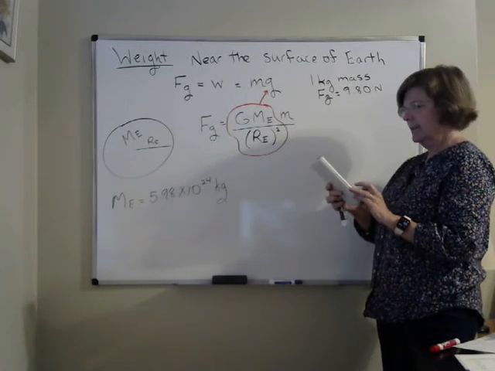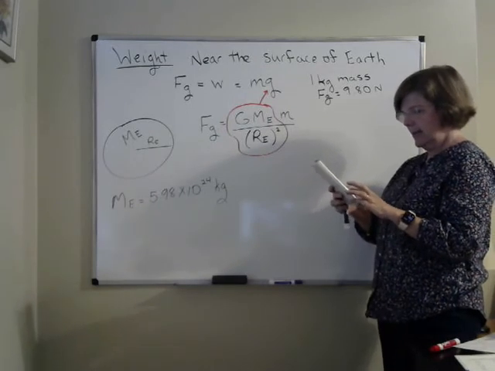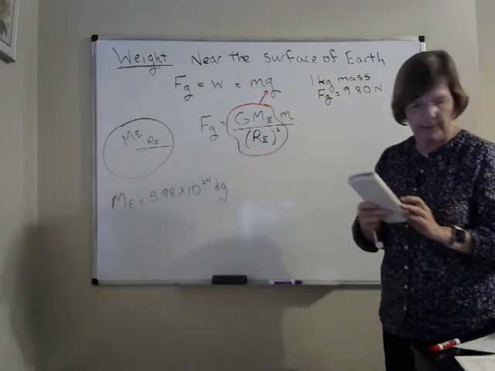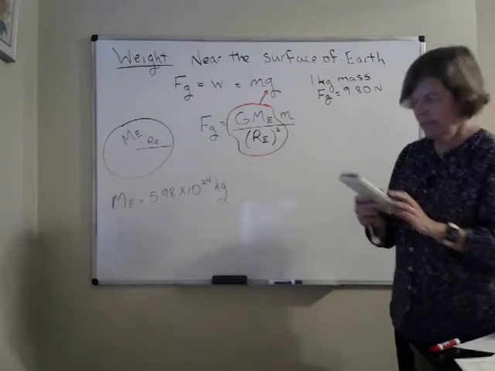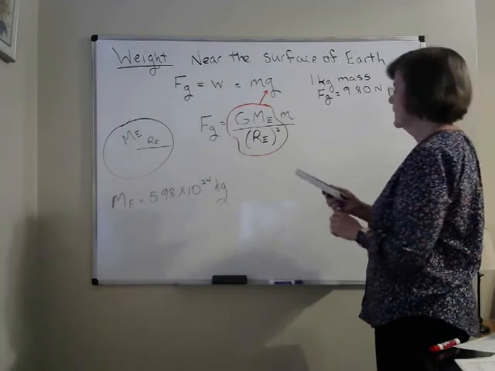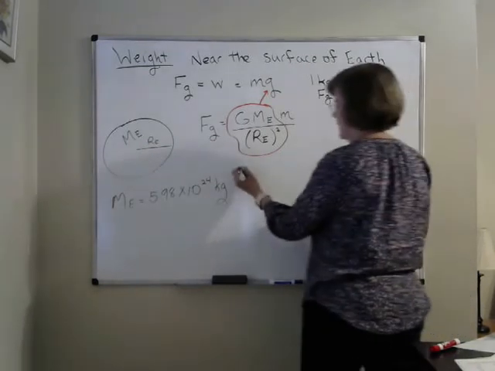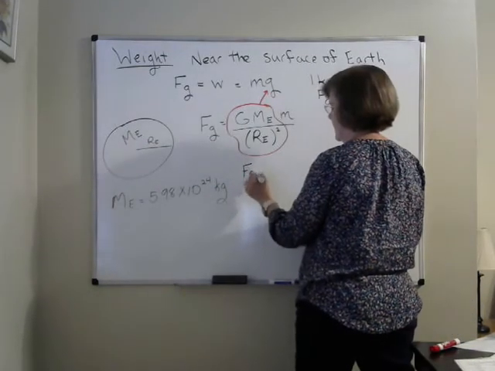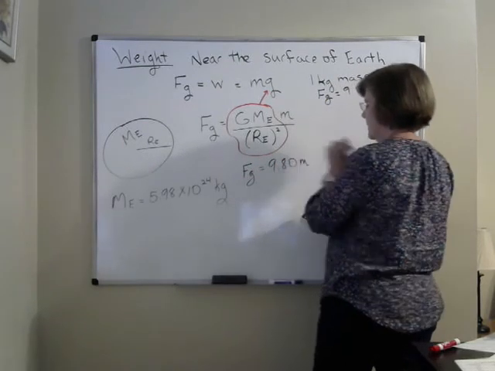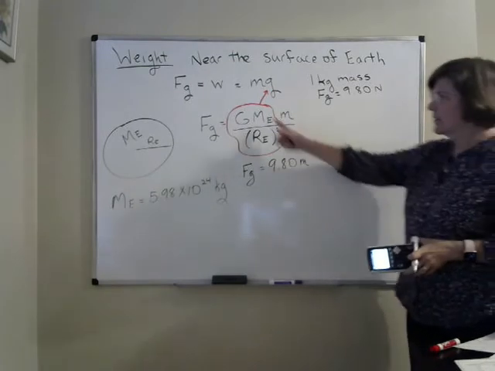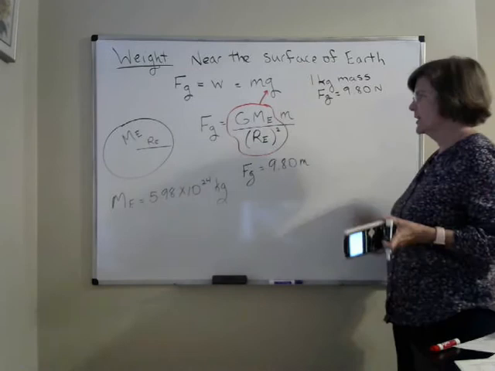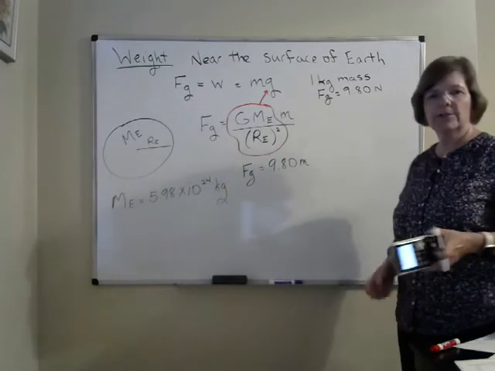So I'm going to divide by 6.38 times 10 to the 6th, and double check that is in meters, yep, squared. It comes out to be 9.80 times m. All of that every single time. So as long as we're sitting on the surface of the Earth, that's all we have to do.